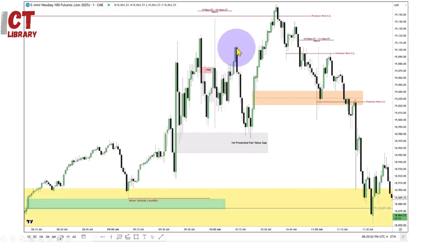Then false rally, drops down into the first percent of fair value gap, then creates an imbalance here, trades to the daily premium wick consequent encroachment, creates a drop into the macro, and then we have one more time of premium wick consequent encroachment. That's right here. You can see the body's respecting that. The wicks are allowed to do the damage. As you can see, they did a lot of damage in here on a 5-minute chart.